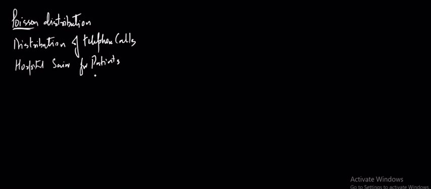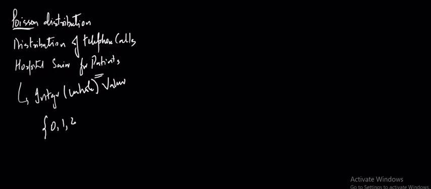Now, one of the most important common elements over here is that the variable we are taking, the discrete random variable that follows a Poisson distribution, takes an integer, whole values or whole numbers. For example 0, 1, 2, 3.